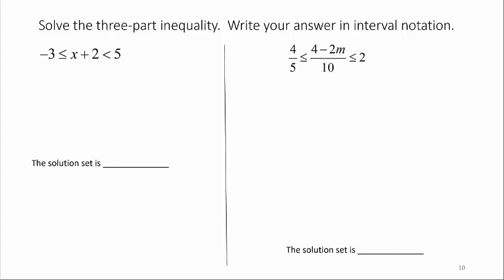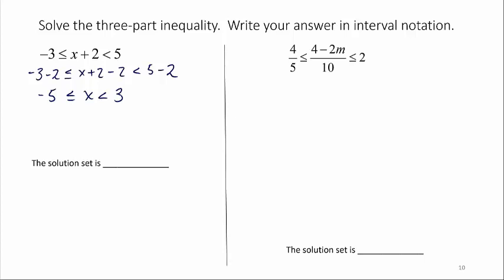In this case, I've got x plus 2 in the middle. To get x by itself, I need to subtract 2, right? Now, what you do to one side, you do to all sides in the case of a three-part inequality. So I'm going to have -3 minus 2 less than or equal to x plus 2 minus 2 less than 5 minus 2. I just subtracted 2 from all of the sides. Over on the left, -3 minus 2 is -5, less than or equal to x, less than 5 minus 2, which is 3. So I have -5 less than or equal to x, and x is less than 3.